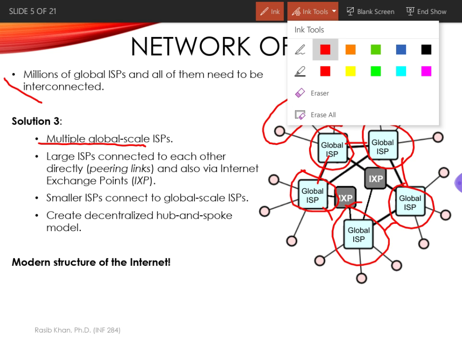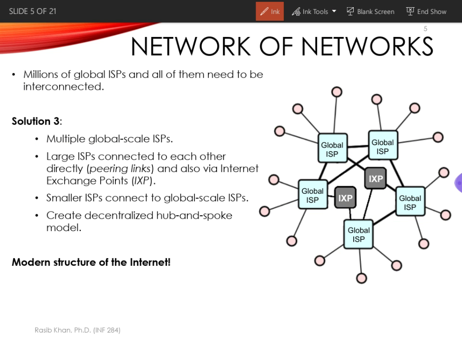In terms of the connections, the large ISPs can be connected to each other directly. We call these peering links. That means two global ISPs can be connected directly as peers, or they can be connected through something that we call Internet Exchange Points, or IXP. These Internet Exchange Points are basically cable connectors, servers, or providers who provide the connections between the global scale ISPs to be able to communicate with each other.